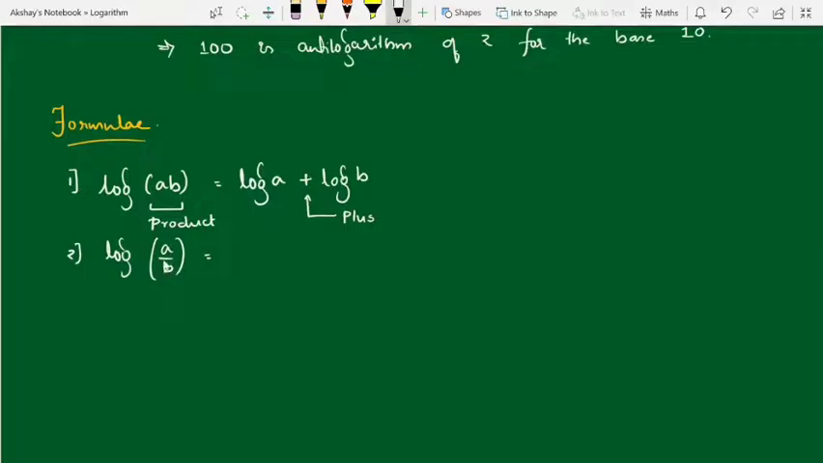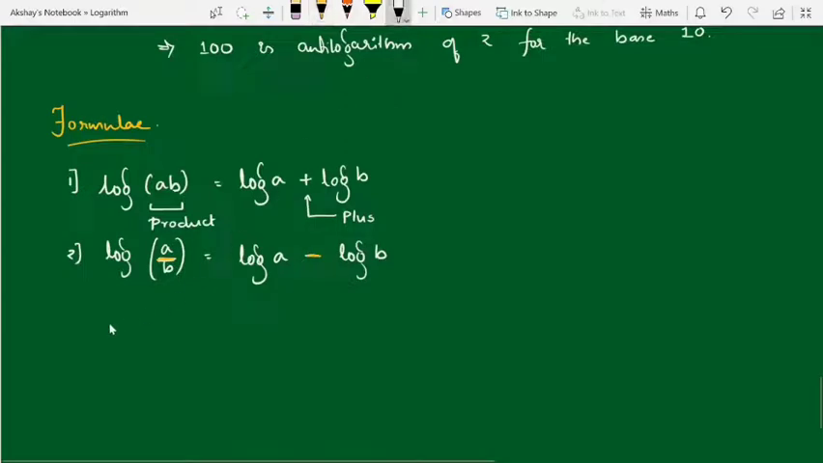Now it is a division. Okay, you are going to get similar to this, which is nothing but a minus sign. So log a minus log b. Let me highlight this part. Here you have this division part. Similar to this, here you will be getting division.